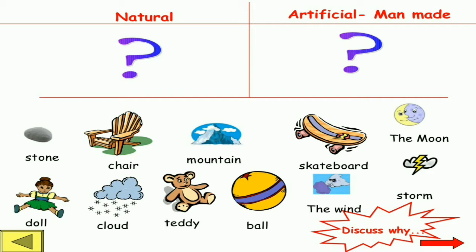Then a skateboard is a man-made thing. Then the moon is a natural thing. A storm is also a natural thing. The wind is a natural thing. A ball is a man-made thing. Then a teddy is also a man-made thing. Then a cloud is a natural thing, and a doll is a man-made thing. So man-made things are those that can be made by a man. So children, you all understand the difference between natural things and artificial or man-made things.